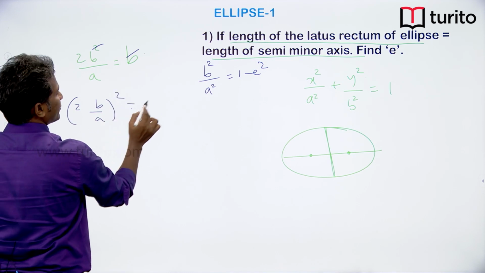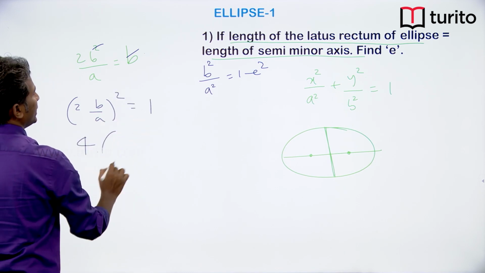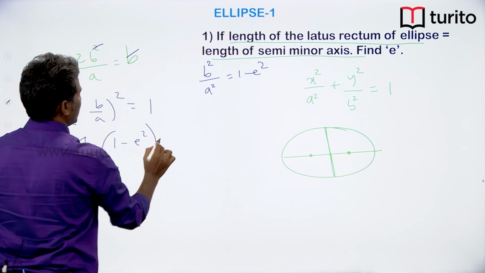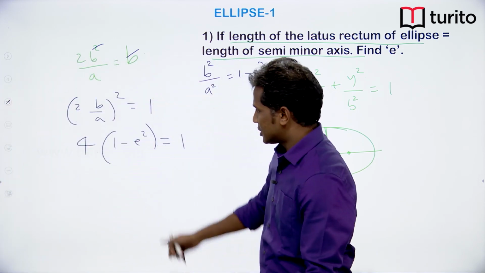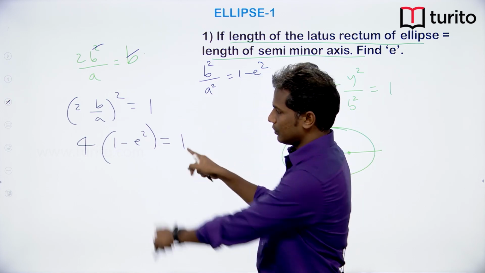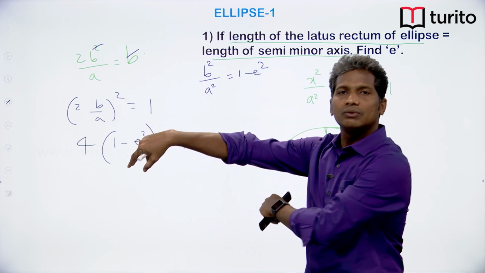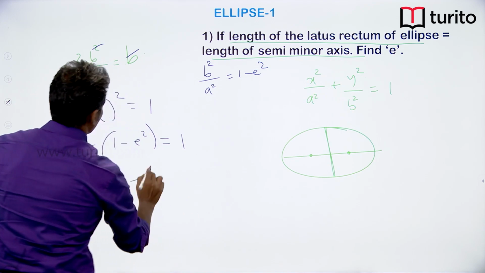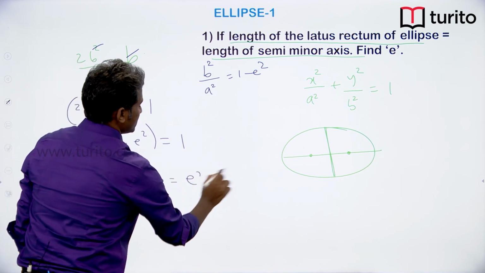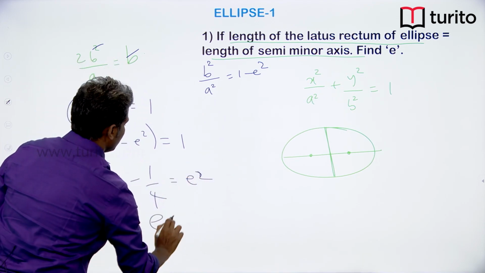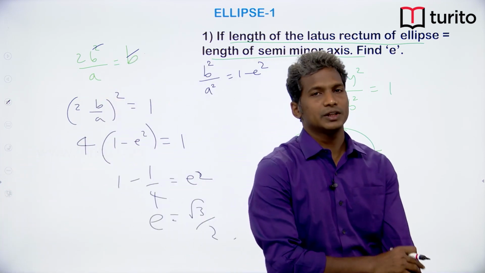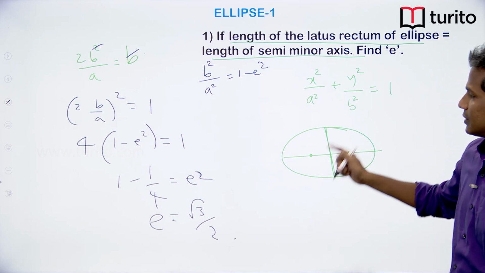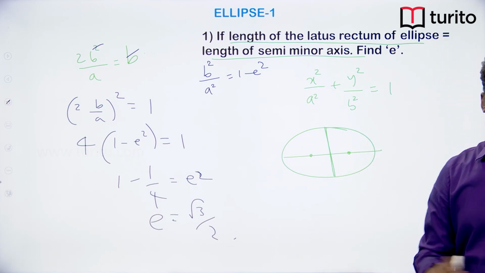2 into b by a whole square is 1. So, which means 4 into 1 minus e square is 1. Now, we want to solve for e square here. So, send 4 here, it becomes 1 by 4. Now, flip e square and 1. So, 1 minus 1 by 4 will become e square. Okay. So, that means e will become root of 3 by 2, that will be the eccentricity of this problem. Okay. So, this way we can solve it. You can definitely take a note of this.